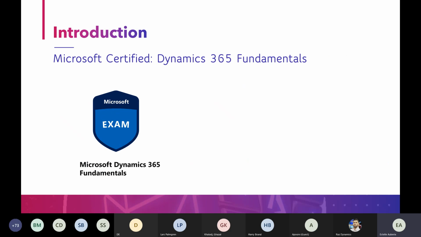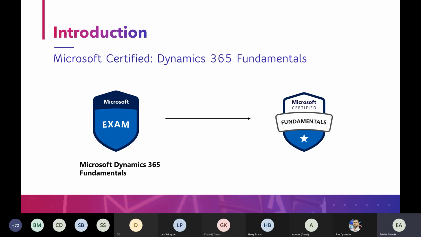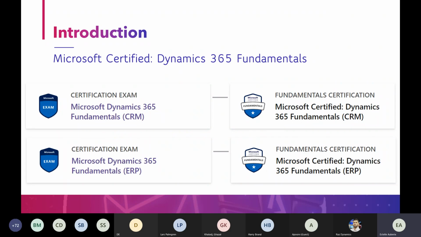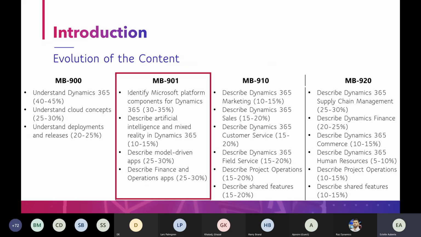That's a big difference. So the certification works like this: you have to take an exam and then you get the certification. Now you will have to take two exams if you want to have both certifications. The previous content was about deployment. In MB 901, you had artificial intelligence, mixed reality, and so on. And now in MB 910 and 920, you will be more focused on the function of your job.